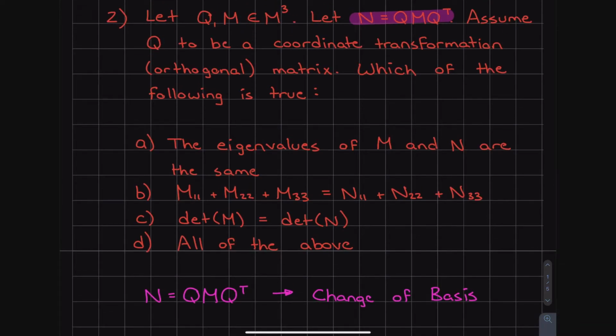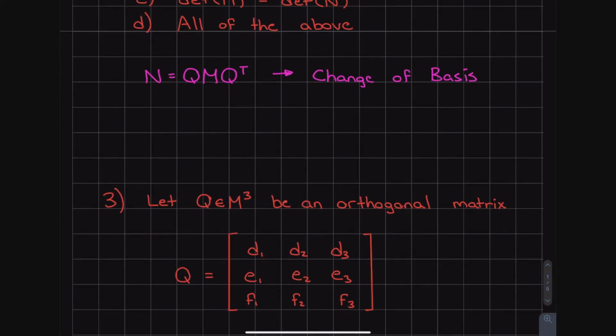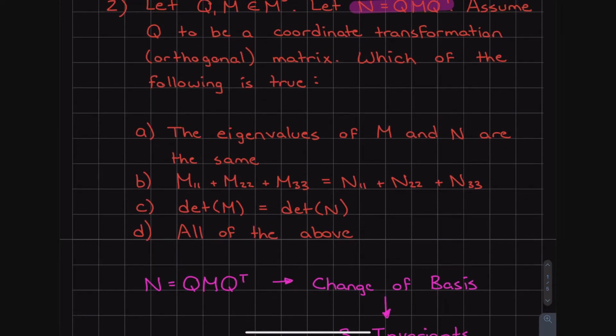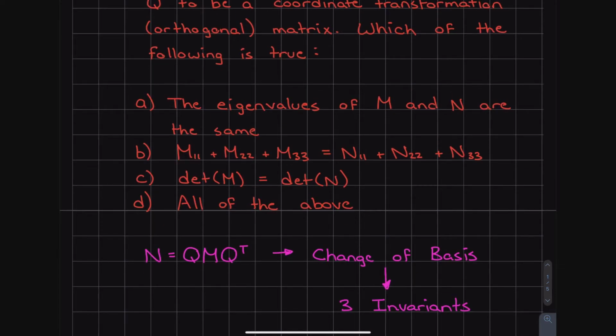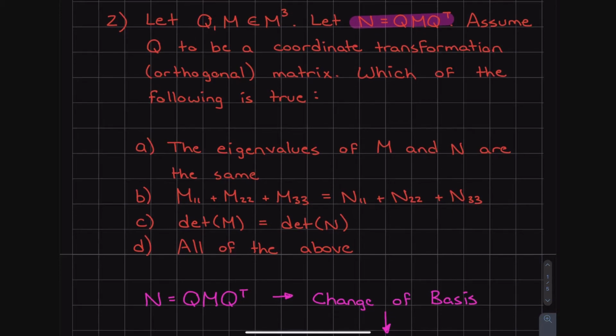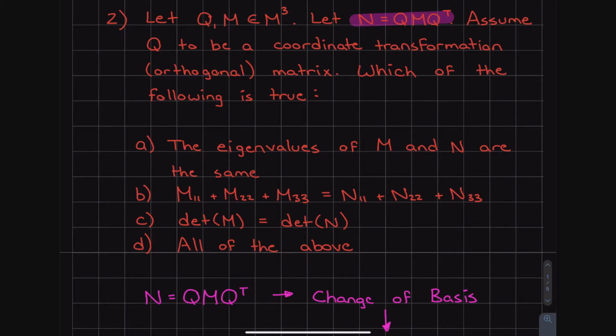And from here, we can conclude another thing. If we have a change of basis, remember that there's going to be three things that stay the same between those two matrices N and M, and those are the three invariants. So even though this is quiz 10, it kind of goes back to quiz number 9. So if we come up here and we say, okay, N and M share the same three invariants. And if we look at these, well, they kind of look like invariant type questions. So it wants us to answer which of the following statements is true.